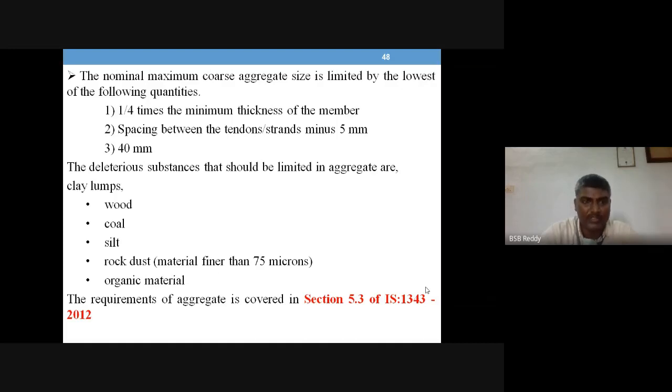in preparing pre-stressed concrete. And the coarse aggregate shall be free from deleterious matters, like pieces of wood, clay lumps, coal, silt, rock dust, all that. All this information is given in clause 5.3 of IS 1343:2012, which is the latest code after IS 1343:1980. Right, let's talk about the cement now.